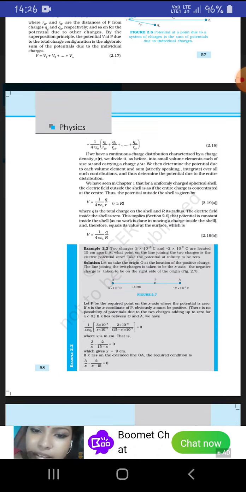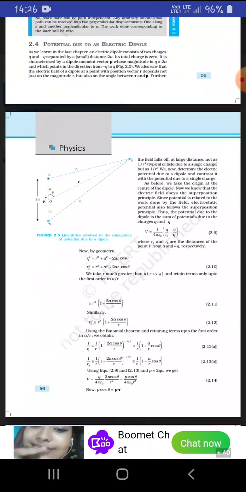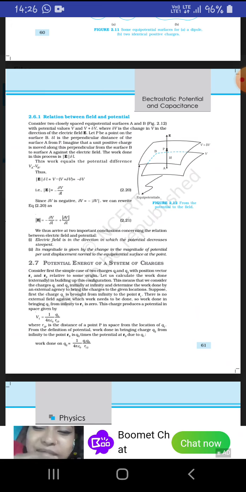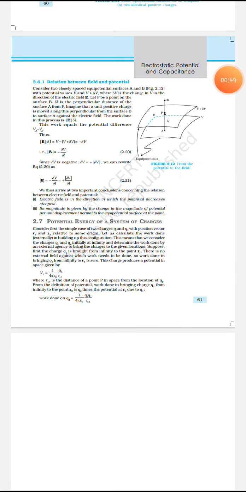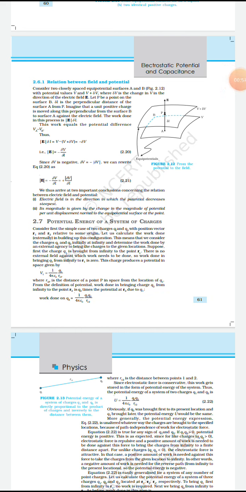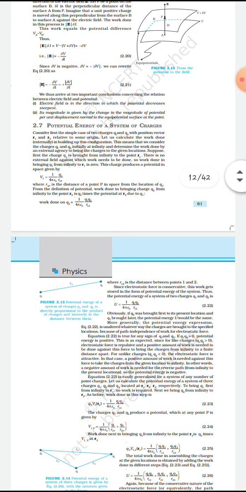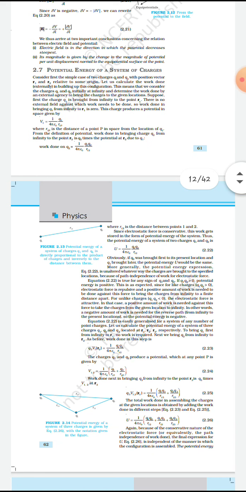In the last video we got the formula for the potential energy of charges, and the potential of charges in a dipole. There we got the formula 1 by 4 pi epsilon 0 into q1 q2 by r. Let's continue with that formula. Work done is equal to 1 by 4 pi epsilon 0 into q1 into q2 by r. We use this formula since the electrostatic force is conservative.